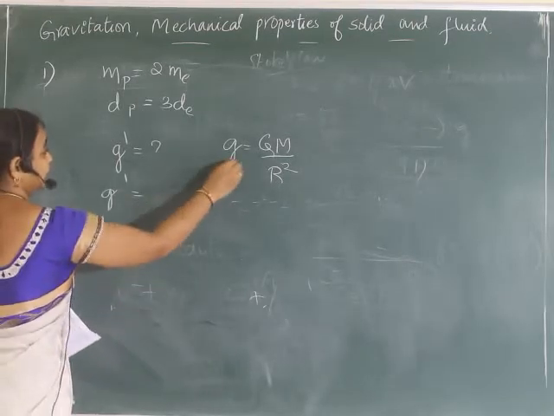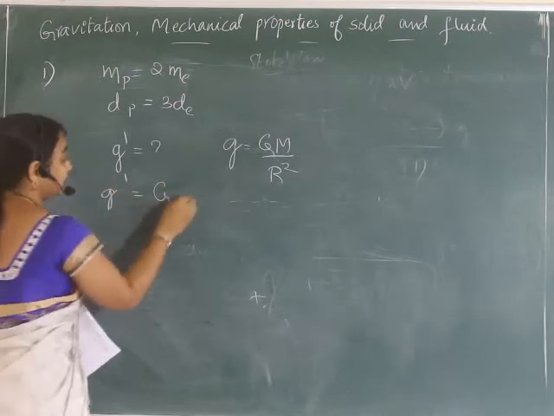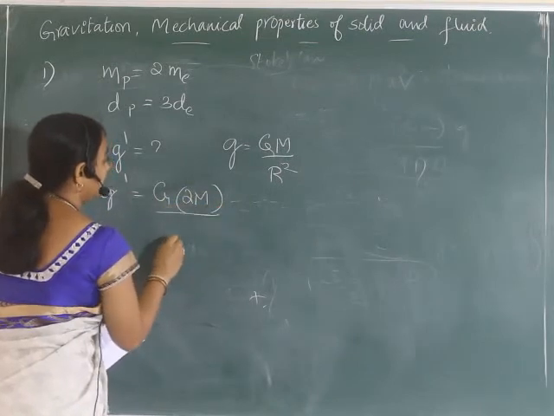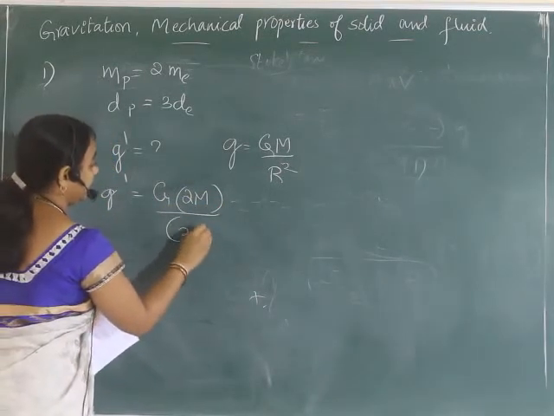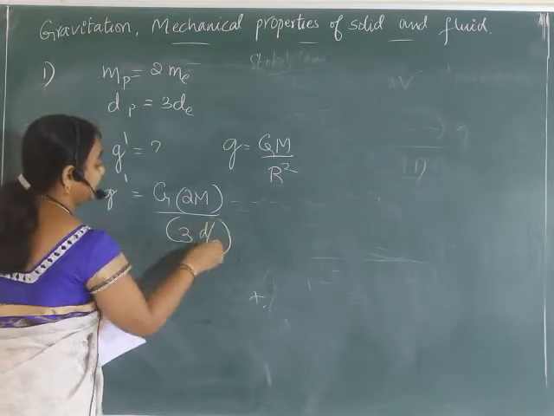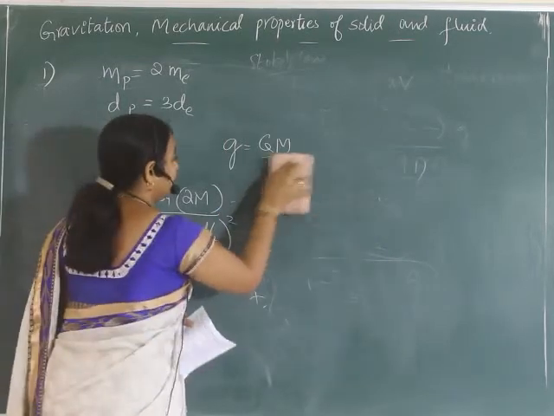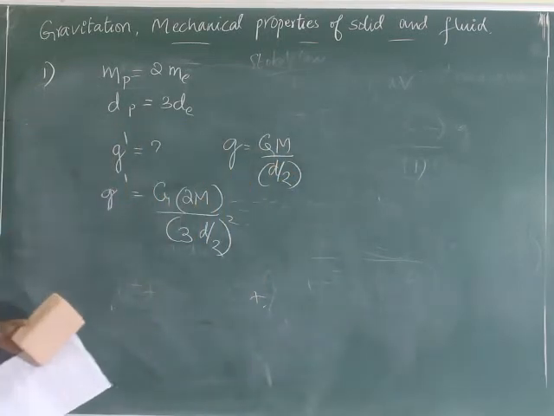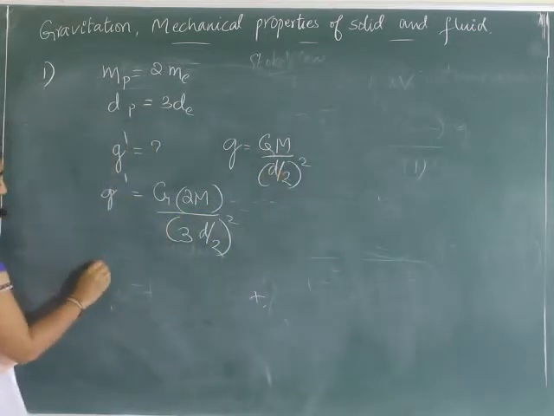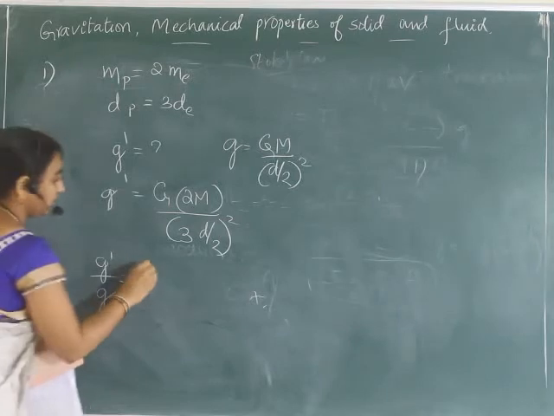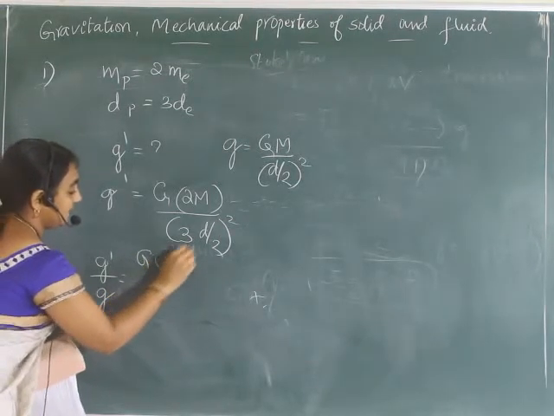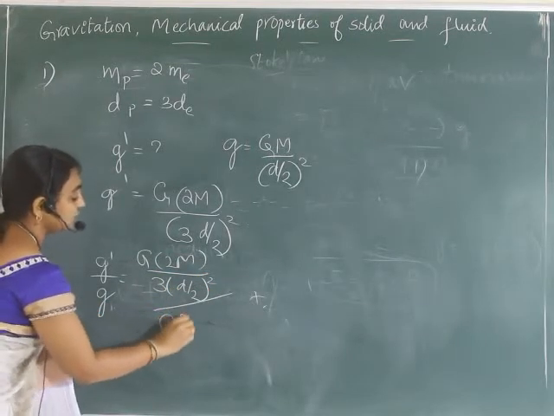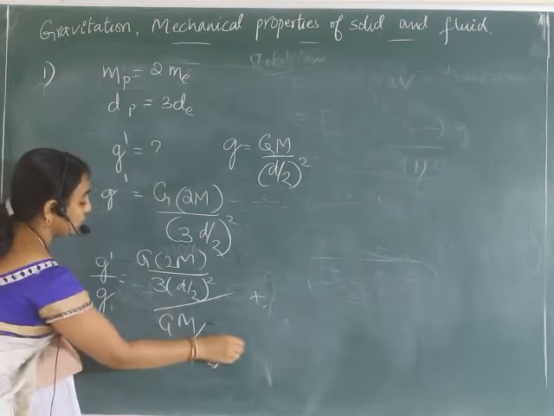G dash is equal to G into 2m divided by 3 d by 2 square. Because here, instead of r, it should be d by 2. Radius is nothing but d by 2, whole square. So G dash by G is equal to G 2m by 3 into d by 2 the whole square, divided by Gm by d by 2 the whole square.